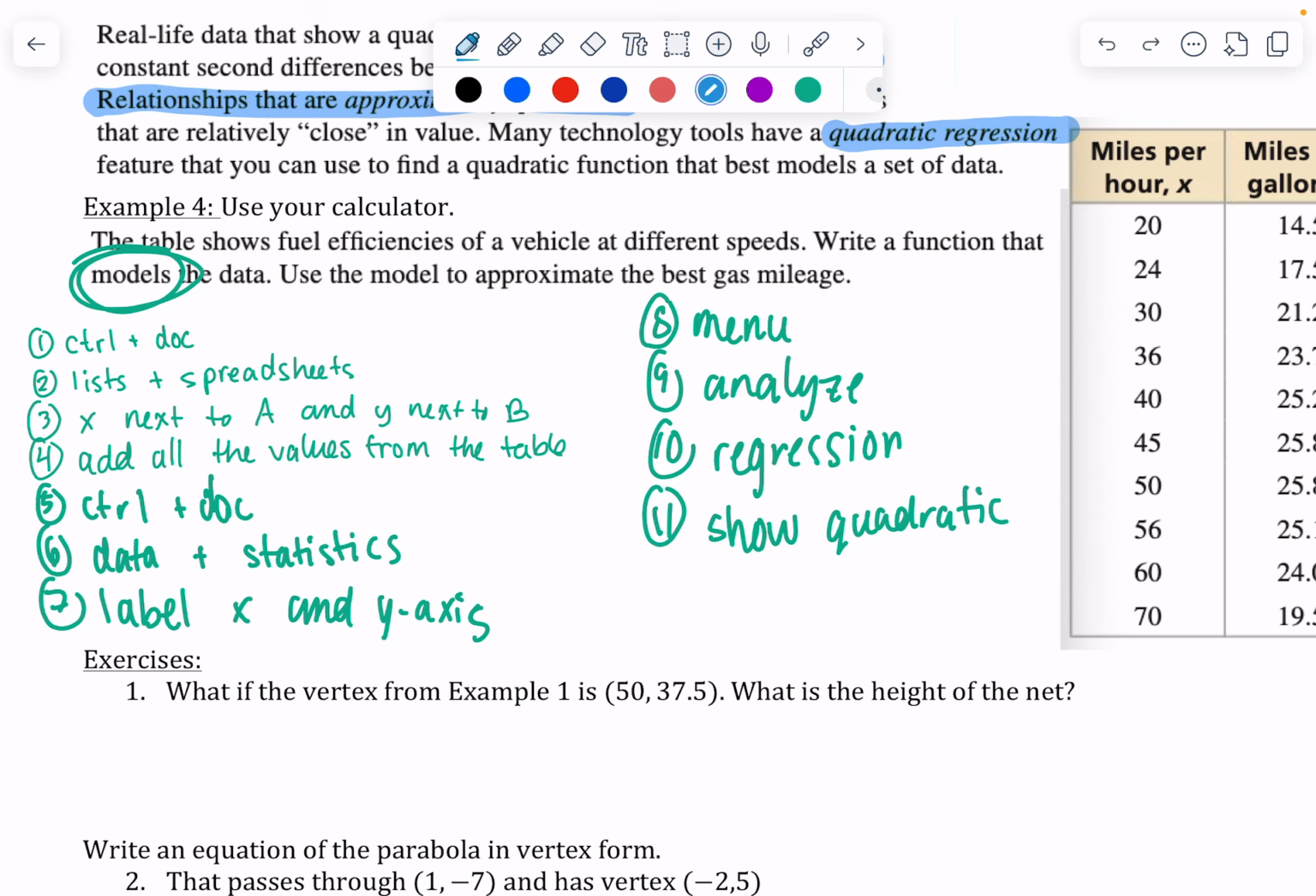So again, anytime we're talking about extremes, best, smallest, fastest, skinniest, whatever, it is asking you to identify the vertex. So unfortunately, this is where I leave you, and you continue with your calculator to find, or you should at this point already have, the function that models this data, but what you're going to do now is find the vertex. And that's it.